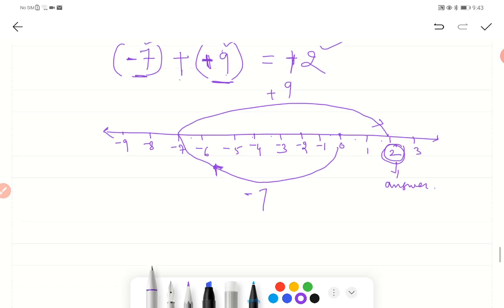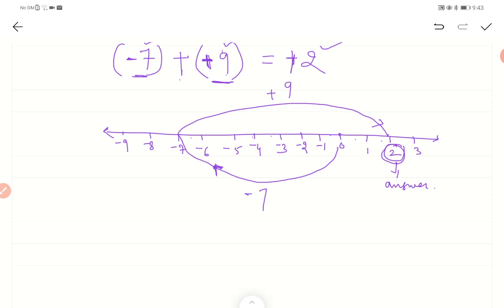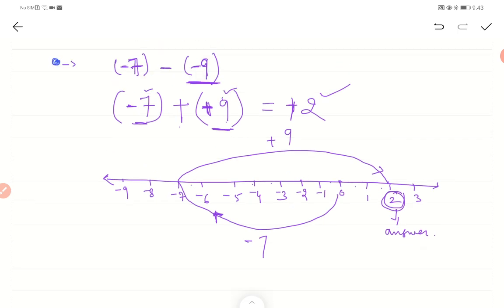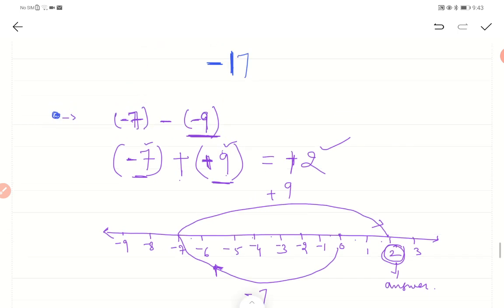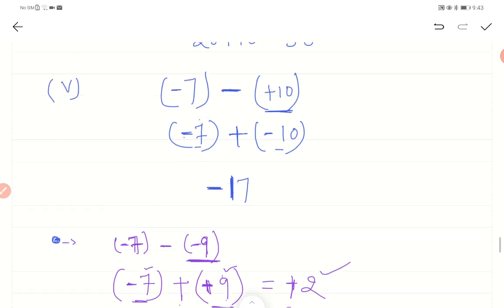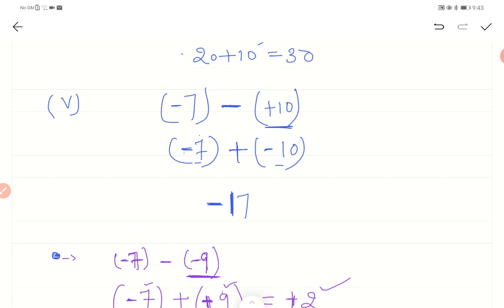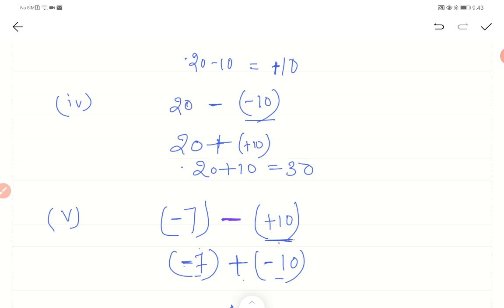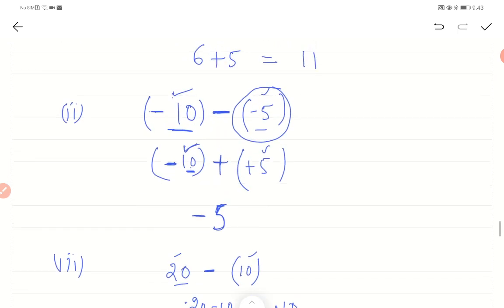Okay, this is how you will go about subtraction of integers. You will just take one step, that is, take the additive inverse. This negative sign you will convert into positive by taking the additive inverse. And you will proceed with the same steps as we did for addition.